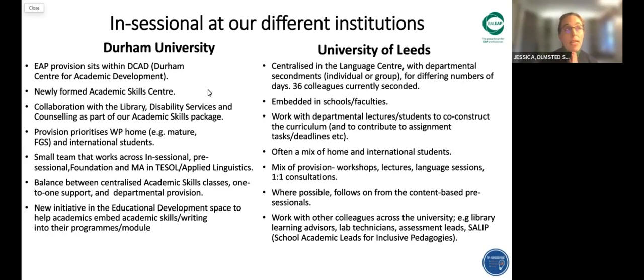Our provision this year is prioritizing two groups of students: widening participation home students, so that could be mature students and first generation scholar students, and international students. All students can access our provision, but we are now prioritizing those two groups as part of the university's access and participation plan. However, we do have a very small team that works across many different programs. So it's really a balance between offering support across all of these different aspects of EAP, but also being able to do that with a small team.